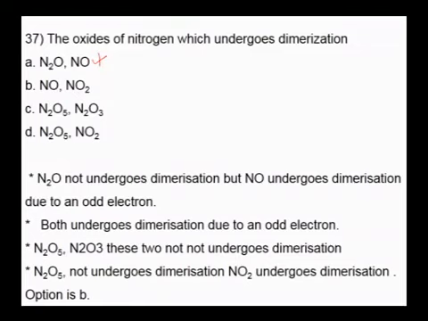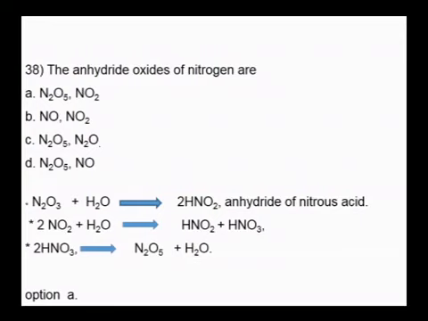The next one is NO and NO2. Here NO has one odd electron and NO2 also has one odd electron. So these two molecules undergo dimerization. Similarly, on calculating the number of electrons in N2O5 and N2O3, and in D, N2O5 and NO2, these do not have an odd number of electrons. Hence B is the correct option. Those two undergo dimerization. Now let us see the next slide.